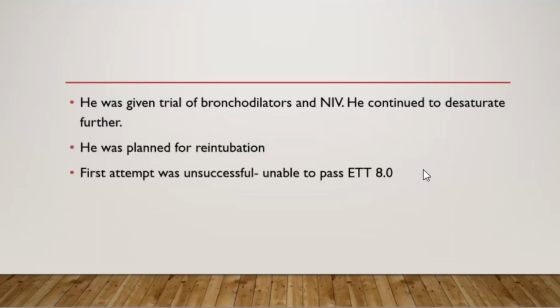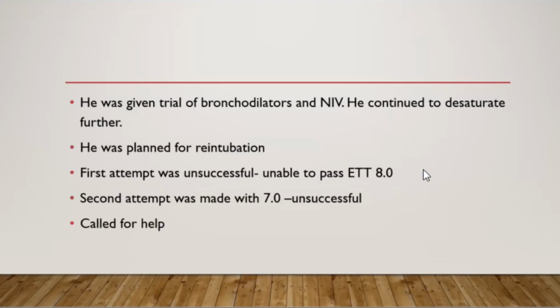With all the drugs in place, we induced him and tried intubating him. The first attempt was unsuccessful. We were unable to pass the ET tube size 7 with the McIntosh blade 4. We failed the first attempt, and a second attempt was made with a different technique. We used a smaller tube. That was also unsuccessful. So what to do next? Anybody? So we called for additional help. Already 2 doctors were there, so we called for additional help.